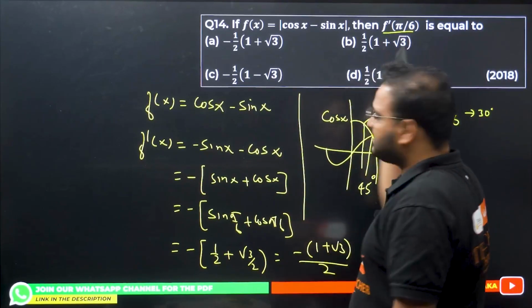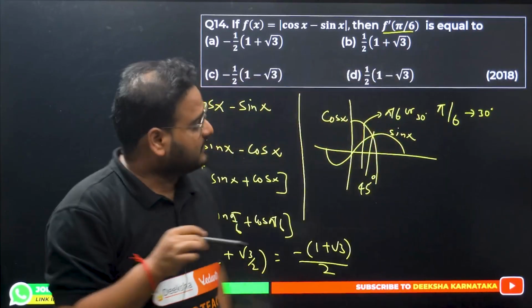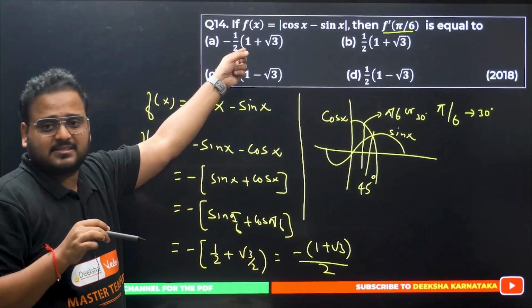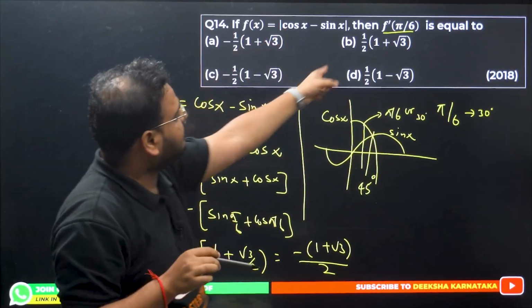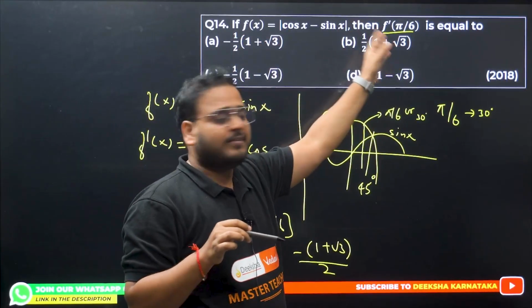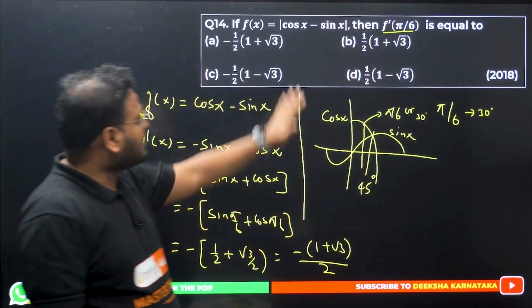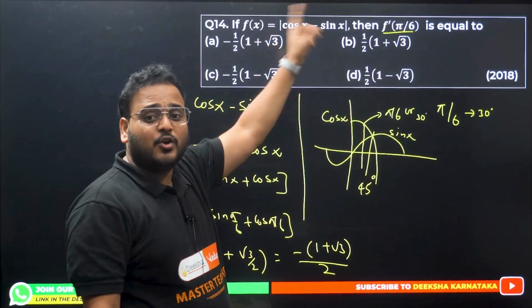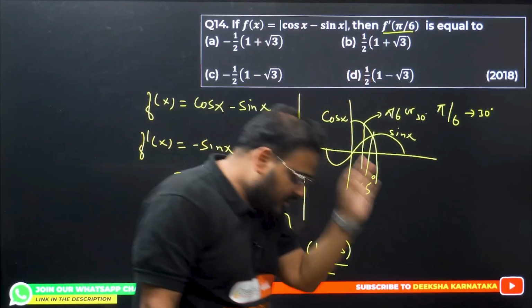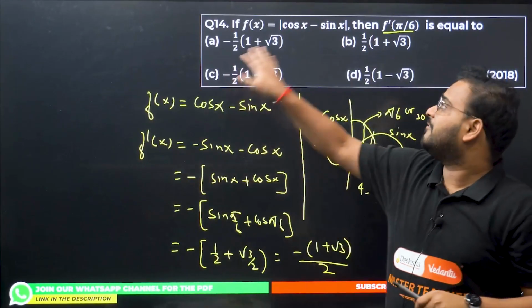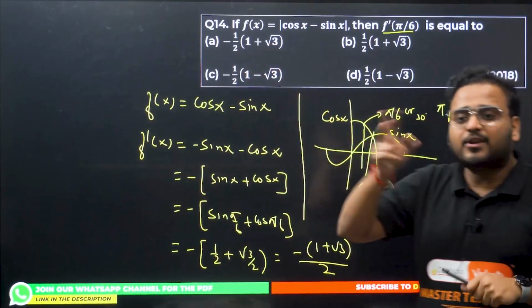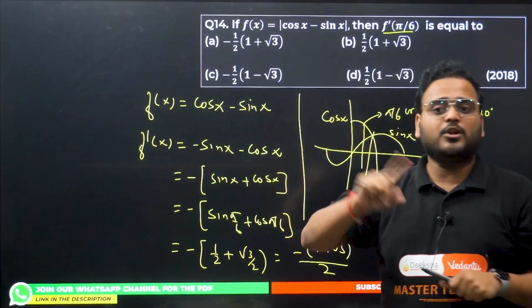So they are asking the derivative at pi by 6. Then why are you looking for the sign of f x? You should look for the sign of what? The sign of actually f dash? No, because modulus is applied to the function, not the derivative. The modulus which is given to you is applied to the function. So we have to check the sign inside the modulus for the function only, not the derivative.